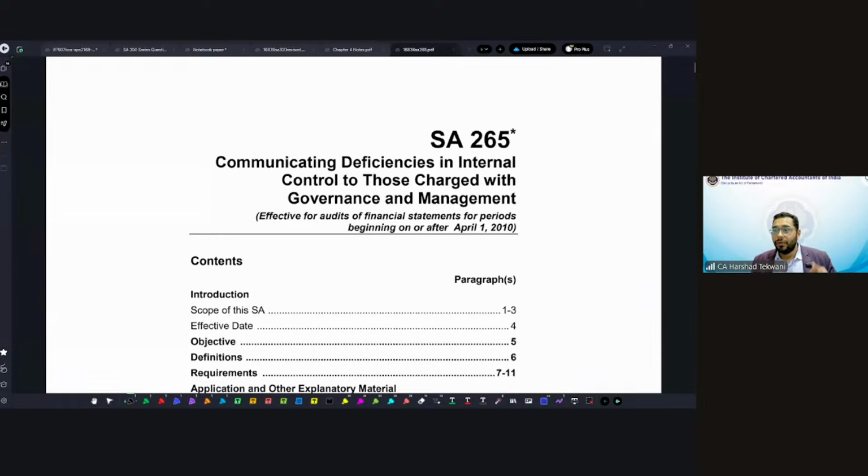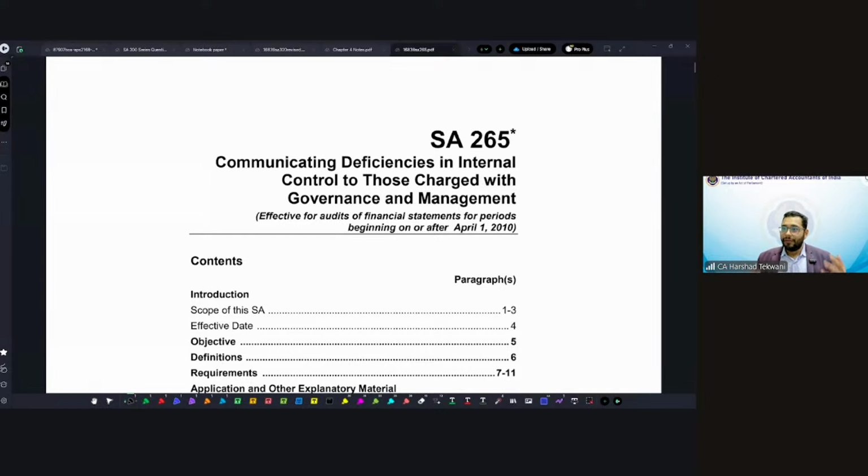So we are using the term deficiency. When I talk about internal control, it is designed to prevent and detect misstatement. And a deficiency exists when a control which is designed or implemented in such a way that it is not able to prevent, detect or correct the misstatement that it was supposed to, on a timely basis. That is very important: on a timely basis.